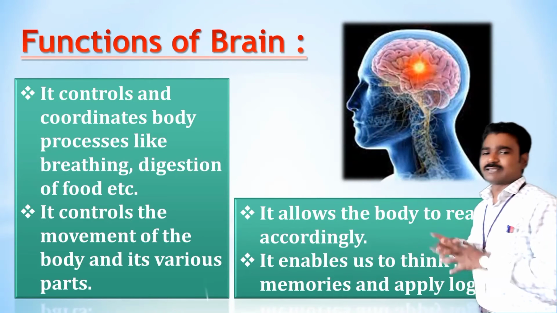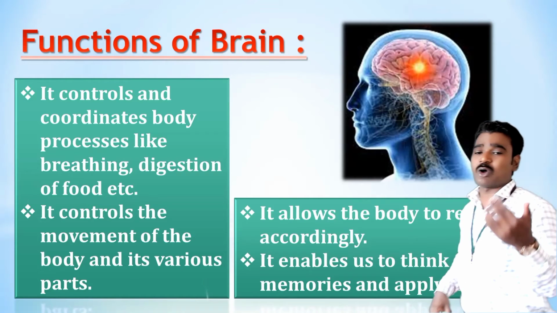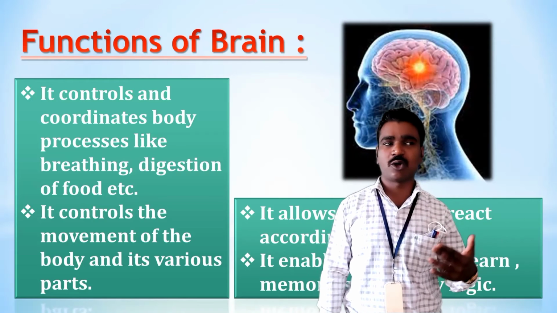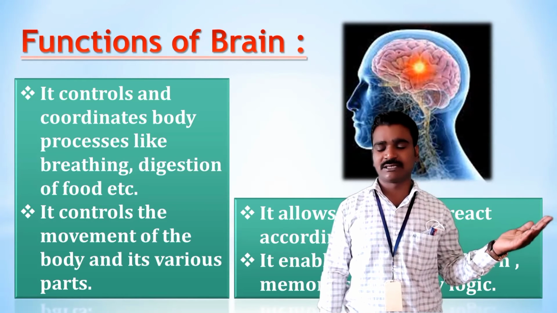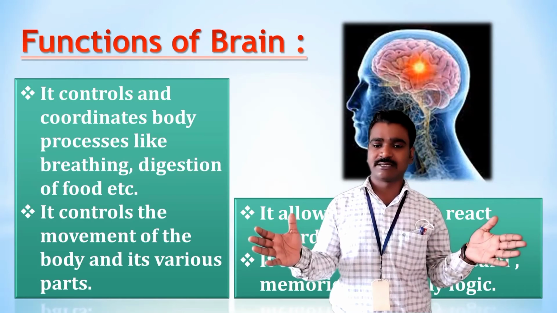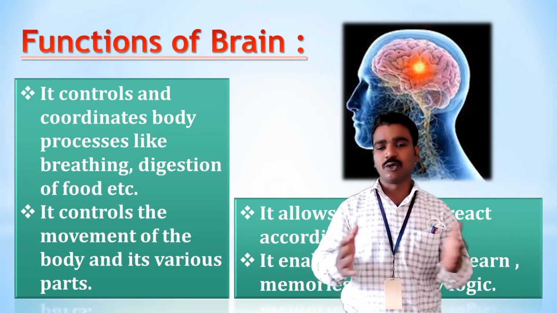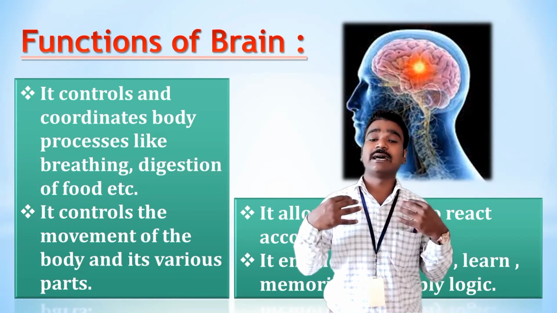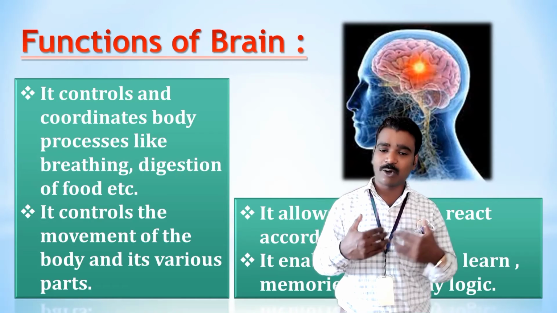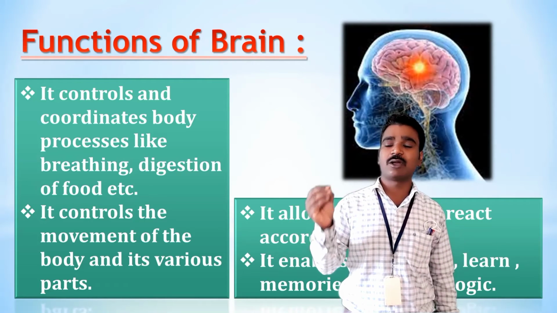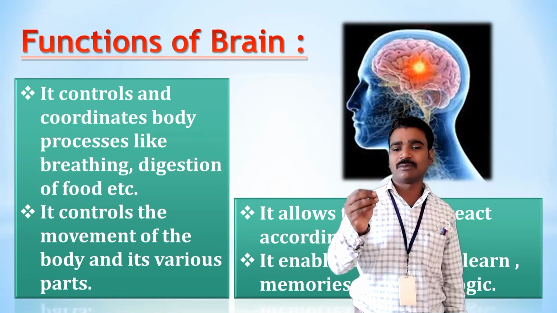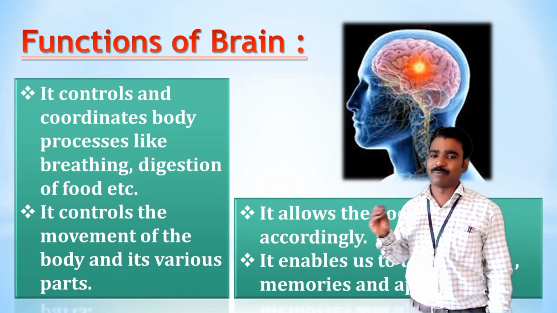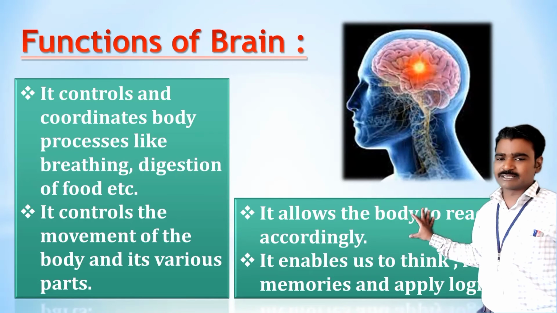The third thing is that the brain allows the body to react accordingly. In our everyday life, we come across many different situations. According to the given situation, our body reacts. Why does our body react according to the situation? It is possible because of the guidance, suggestions, or orders given by the brain. So we are able to react to the situation.